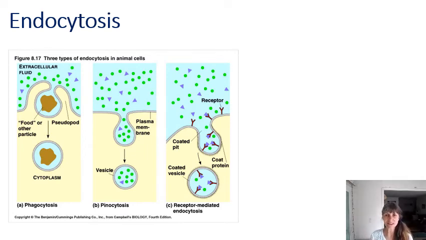Endocytosis. Endo means inside. Endocytosis means a condition of bringing something inside the cell. Endocytosis comes in three forms: phagocytosis, pinocytosis, and receptor-mediated endocytosis. Endocytosis is a process that does require energy. So all three forms of endocytosis are going to require adenosine triphosphate in order for this to occur.